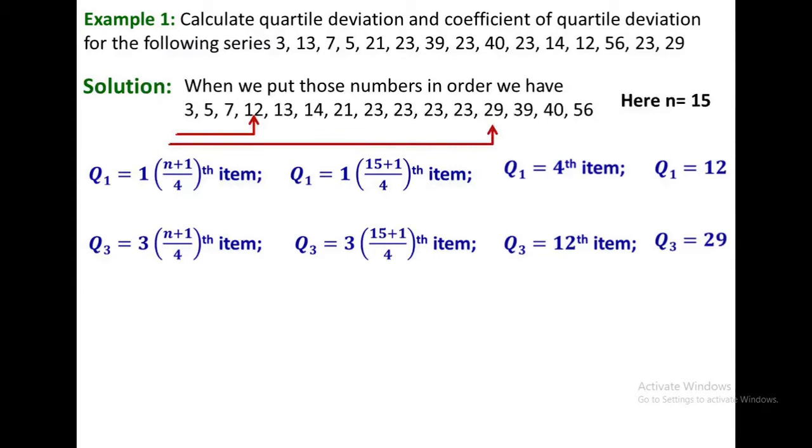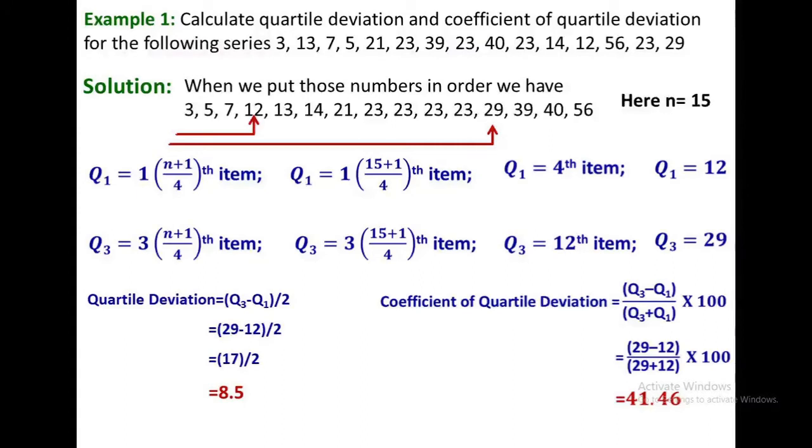After putting the values of quartile 1 and quartile 3 in the quartile deviation formula, we can calculate that the quartile deviation for this data is 8.5. Similarly, we can also calculate the coefficient of quartile deviation by putting the values of quartile 3 and quartile 1 in the coefficient of quartile deviation formula, and here the coefficient of quartile deviation for this data series is 41.46. Now we will see how to locate quartile deviation and coefficient of quartile deviation in a discrete series.